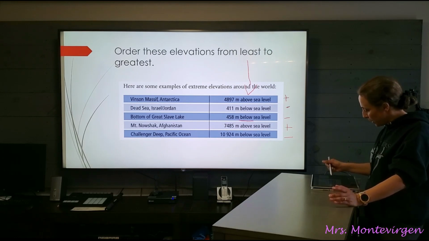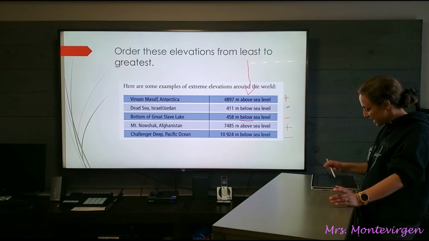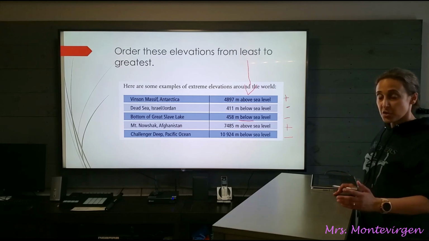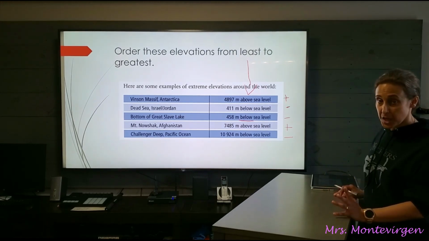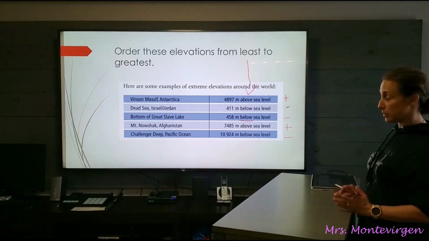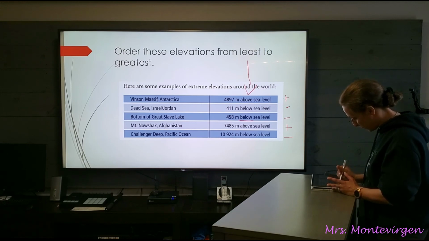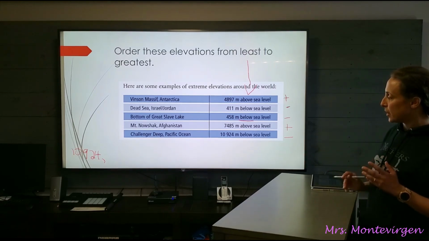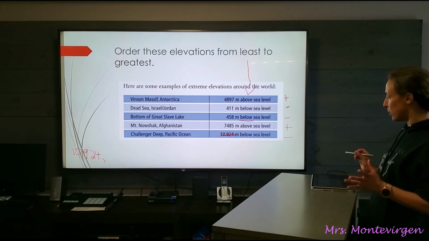If I go through, I see I have 3 different negative numbers here: 411, 458, and 10,924. Between those 3, I have to find out which is the smallest. Keep in mind, the number that is furthest from 0 will be the smallest, and that will be my last one there. So I'm going to write that one down first: 10,924. That number will be my smallest one, and I'm going to cross it off so I know I've already done it.